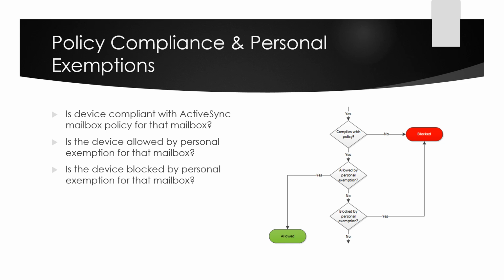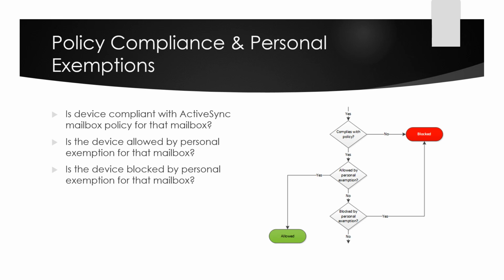If it is, the next thing we look at is whether the device has an exemption to say it is allowed for that particular mailbox user. So if a personal exemption has been granted for that device and that mailbox, then access is allowed, and nothing else in that ABQ process is evaluated.